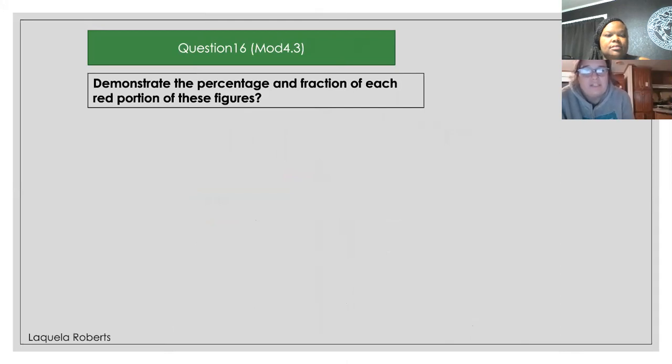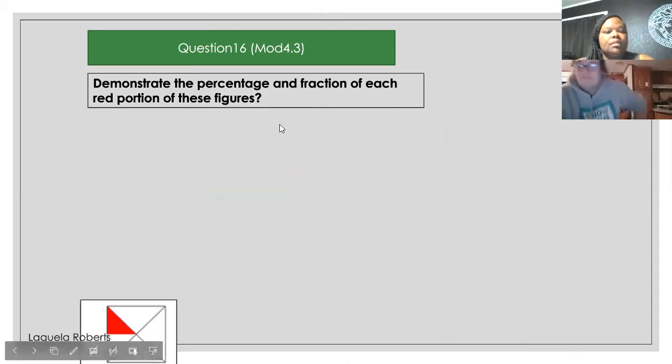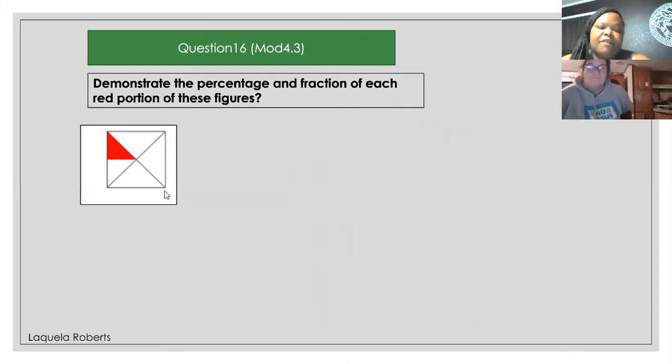Demonstrate the percentage and fractions of each red portion of the figure, Miss Dominique. As you see, we have our figure here, and this figure is a square. What we have shaded is one shaded area, so our fraction is going to be 1 over 5. Then we'll count the other ones, 1, 2, 3, 4, and 5. That's how we got that.